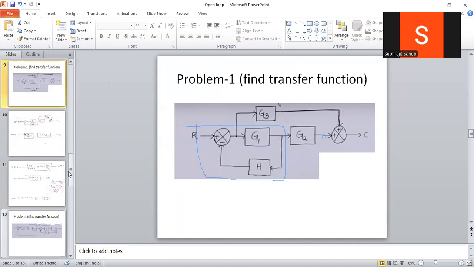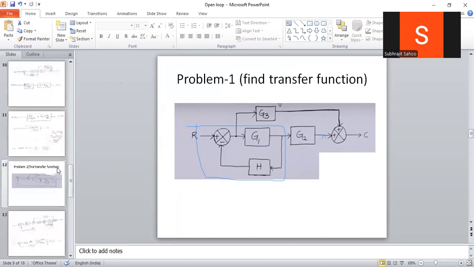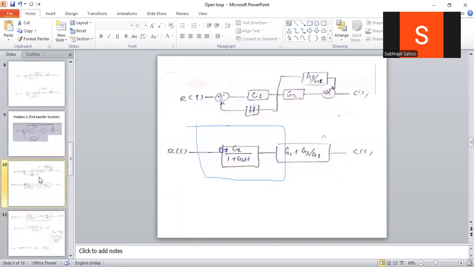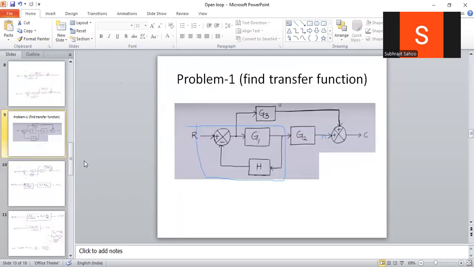See, observe the solution here. I've done the solution here. What I'm doing in this problem is moving this branching point to here, after G1. After G1, if it moves after G1, then G3 will be changed or not? Right movement means I have to multiply by 1 by G1.